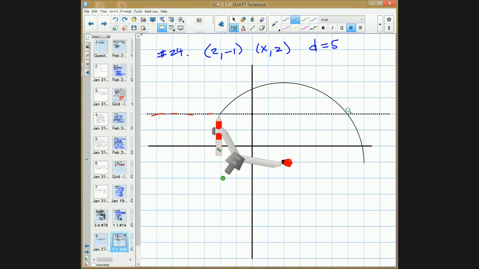And you notice I got 2 points. I got that one and that one. There are 2 places where that arc crosses the line. So in other words, we should get 2 answers. There's two values x could be and still be up to where the distance is 5. So this would be 5, and so would this.